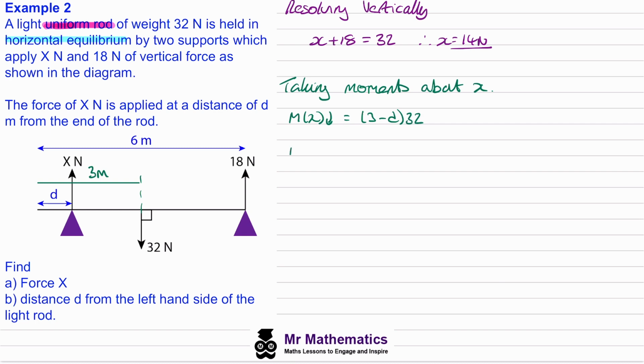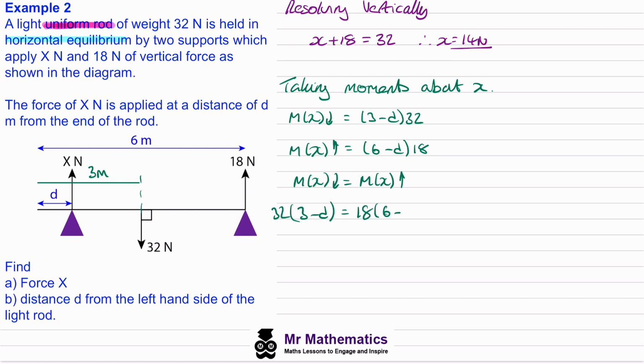So now for the anti-clockwise moments about x. This will be the distance from x to the 18, so 6 minus d, multiplied by this force of 18 newtons. And because it's in equilibrium, the clockwise moments will be equal to the anti-clockwise moments. So 3 minus d multiplied by 32 will equal 18 lots of 6 minus d.